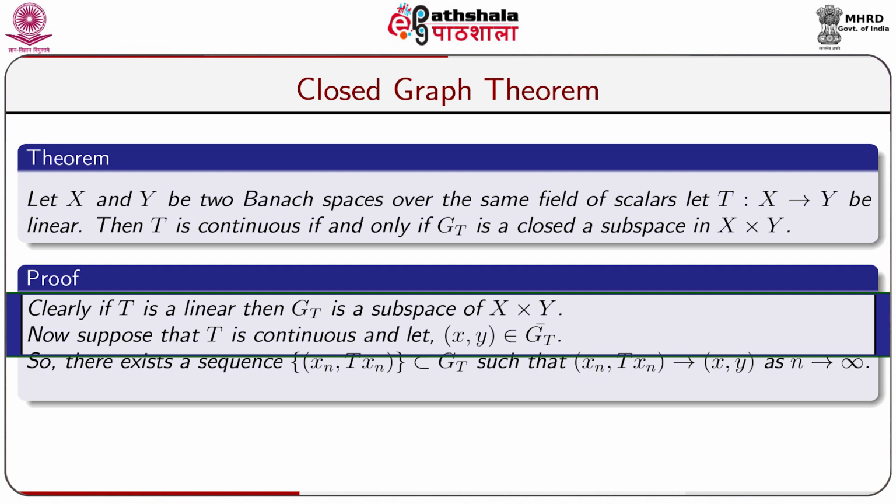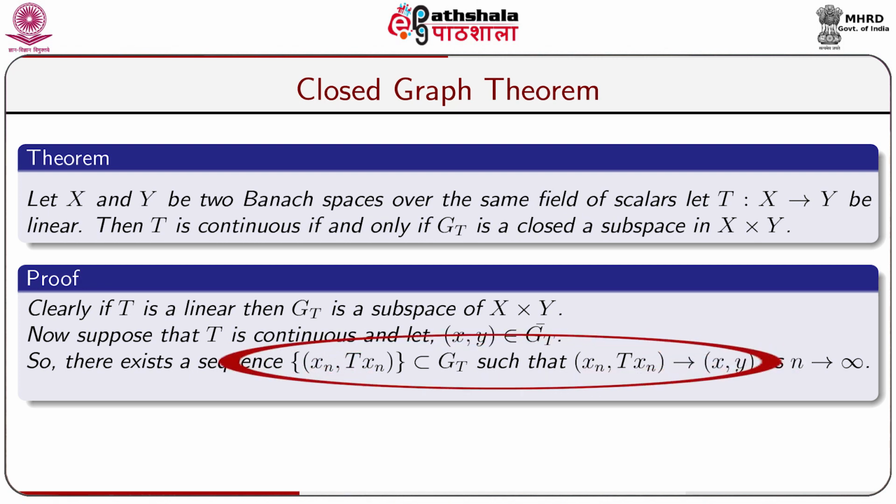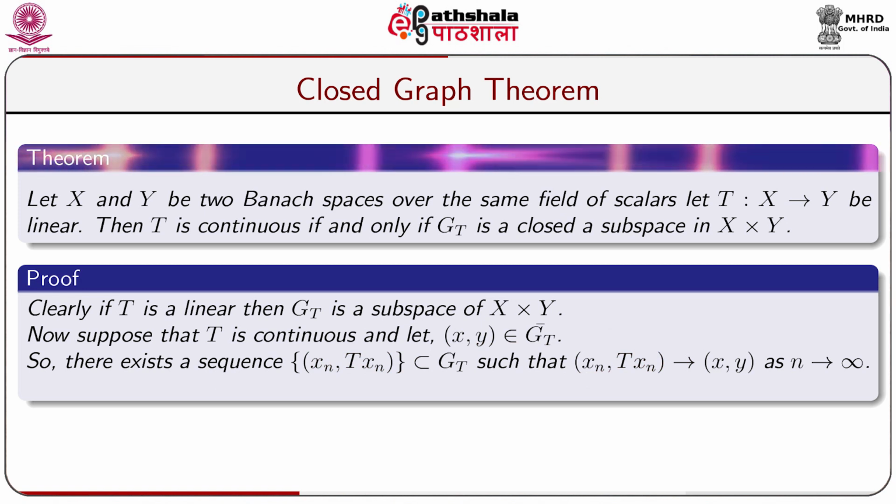Now suppose that T is continuous and let (x, y) belong to the closure of GT. So there exists a sequence (xn, Txn), which is again a subset of GT, that is the graph of T, such that (xn, Txn) goes to (x, y) as n tends to infinity.